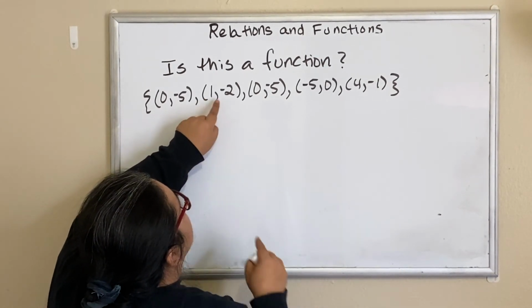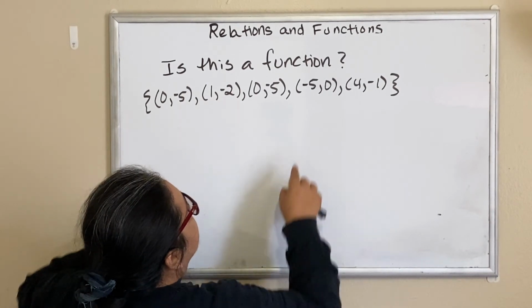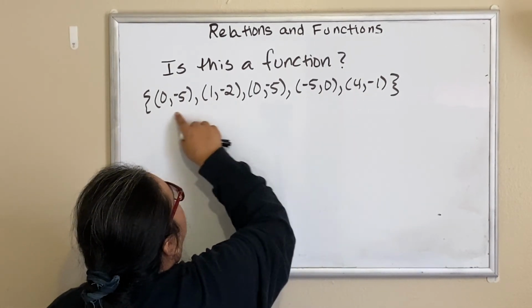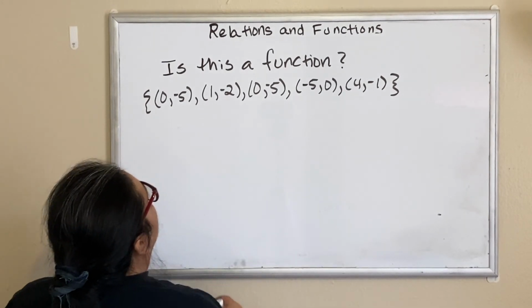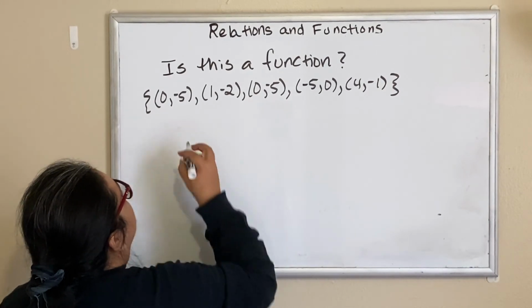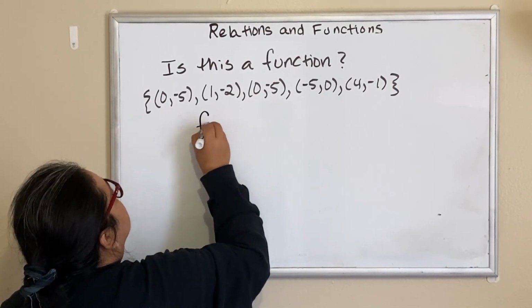So now 1 only has negative 2, negative 5 only has 0, and 4 only has negative 1. So every input still has 1 output. Even though this one repeats, it's the same output of negative 5. So this is a function.